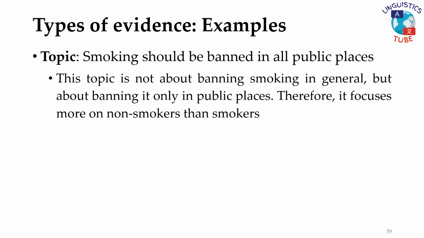Let's look at an example of each type of evidence. For this, I'll use the topic, smoking should be banned in all public places. Importantly, this topic is not smoking should be banned. Therefore, this topic is not about banning smoking in general. It is instead about banning it in public, such as in parks, offices, restaurants, and schools. Therefore, it focuses more on non-smokers than smokers.